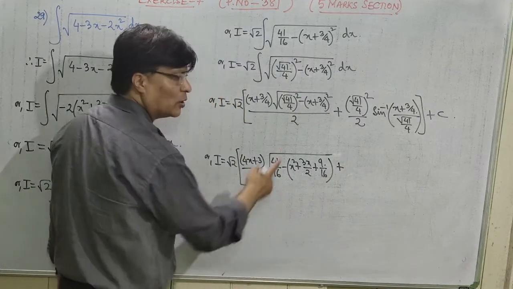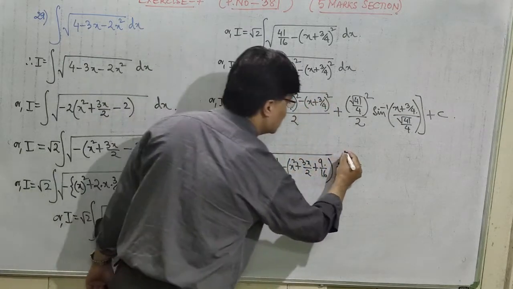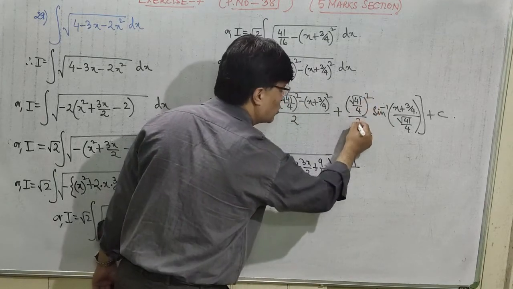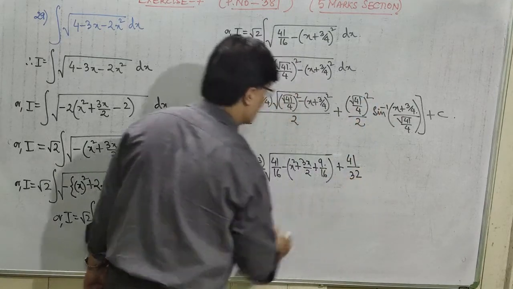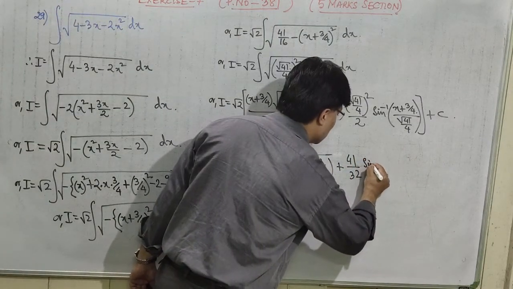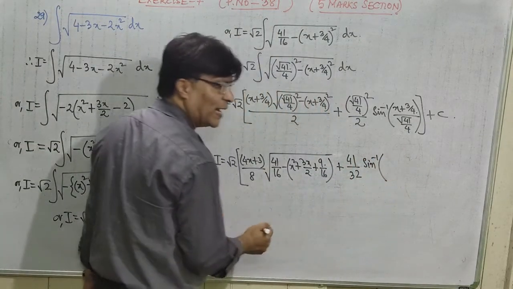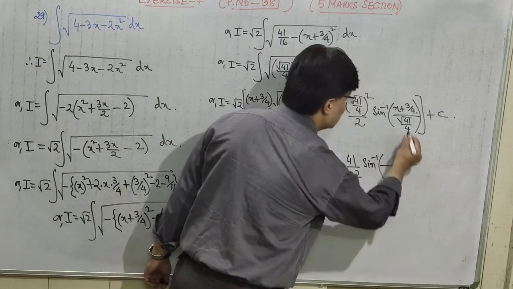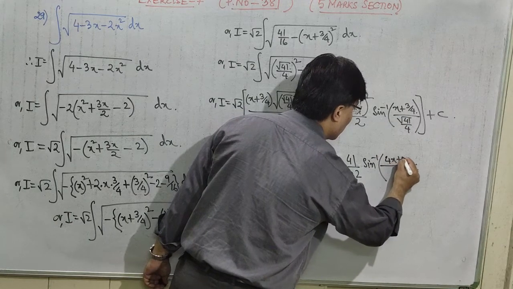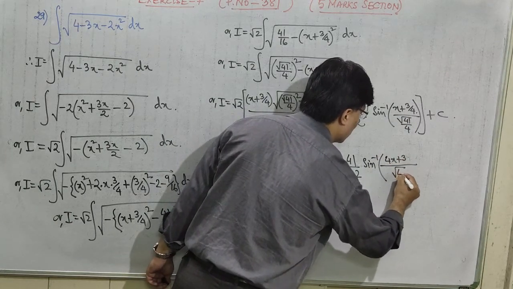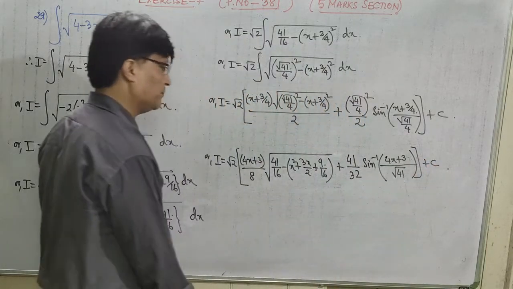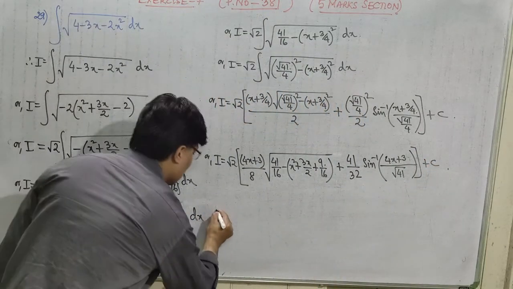Plus, now root over (41/4)². This is 41 by 16, but there is 2, 16 2s are 32. Right? Then sine inverse. And within bracket, what do we have here? What's the LCM here? 4. This 4 and 4 will be cancelled. So this will be 4x plus 3 divided by root over 41. Bracket closed, third bracket closed, plus c. So let us simplify it again.